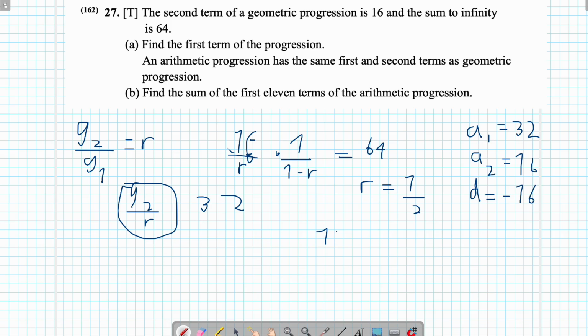And then we do the sum rule, 11 over 2 into 2 times a1, which is 64, plus 10 times negative 16, which is negative 160. Plug this into the calculator as always. 11 over 2 into 64 minus 160, you are going to get negative 528.